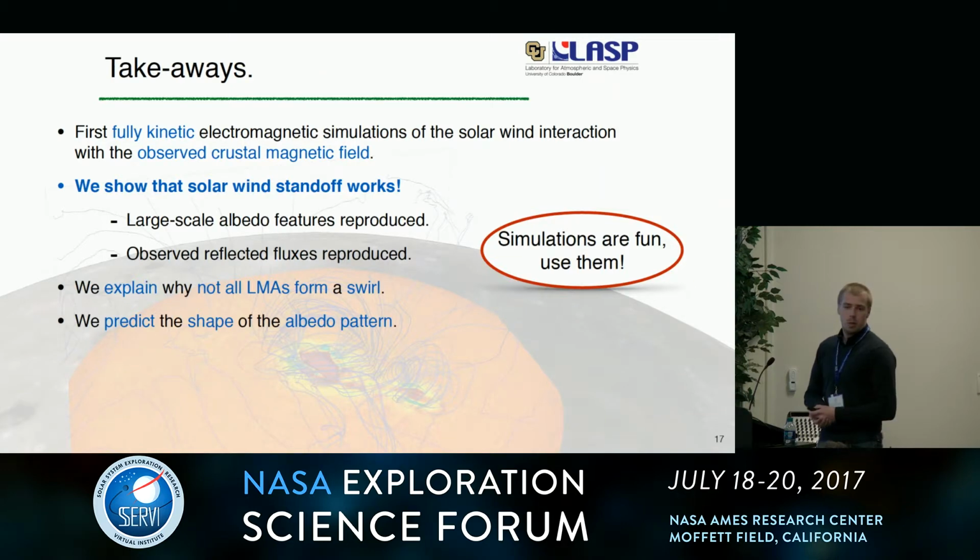Good, and that's all I wanted to talk about today. We've shown that solar wind standoff kind of works. The large-scale albedo structures of Reiner Gamma we managed to reproduce. We also managed to reproduce the observed reflected fluxes. And even more, with this kind of modeling, you can predict whether or not an LMA may or may not form a swirl. Thank you.